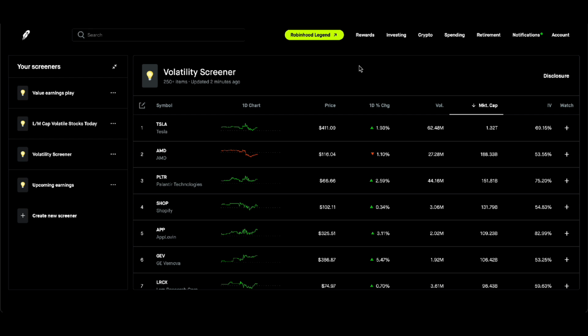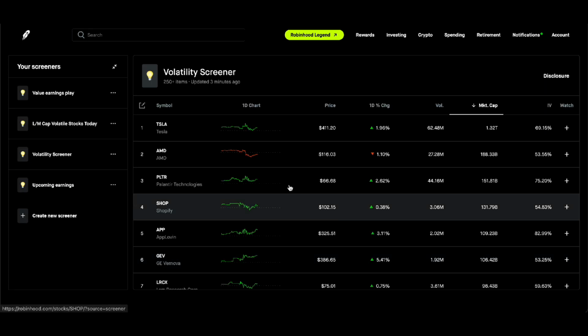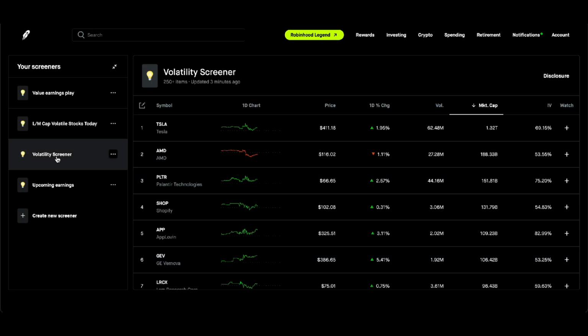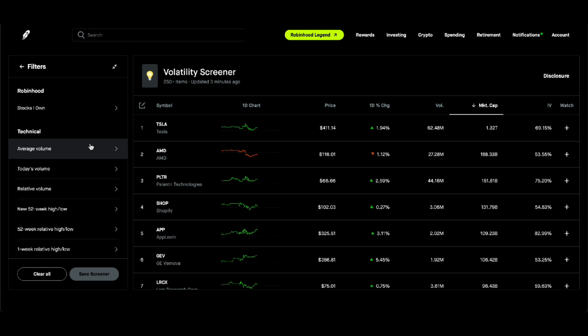It is a metric that a lot of people utilize, and I have created this screener that you see on the screen for volatility and high IV. I will show you how you can create a screener here on Robinhood as well. If you go to screeners, which you will see at the bottom of the page, you can create a screener here. I have created this screener for volatility that is higher than normal, and the filters here I'll show you so you can copy me if you want.